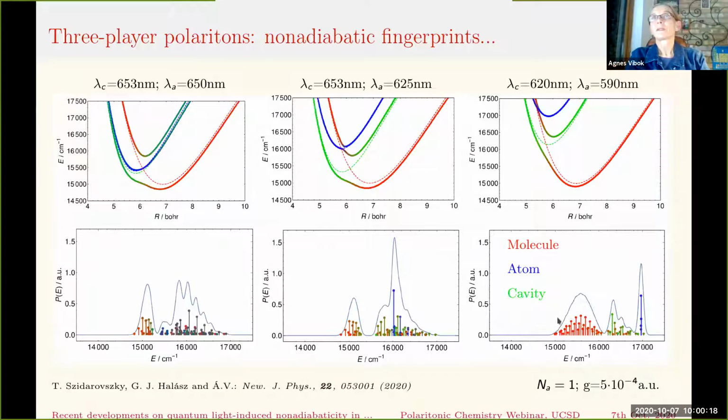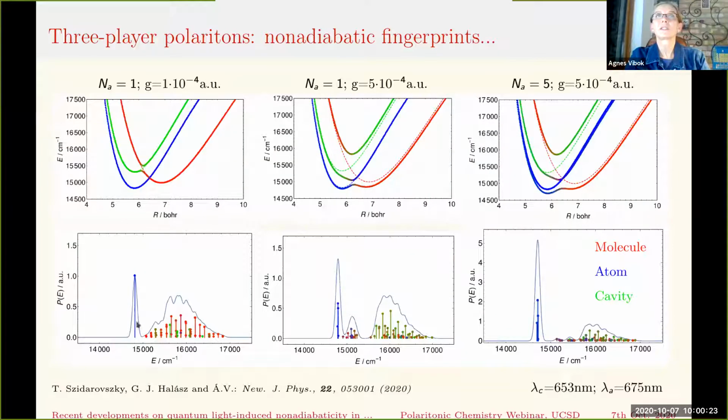So what was the whole message of this work? What's interesting is that the atom could communicate with the molecule indirectly, due to the photon field, and then you could see that the intensity increased in this vibrational spectra. It was interesting that we could see the intensity borrowing effect even in an atom, not a molecule. For a molecule it's okay because there is a vibrational structure, but here you don't have it.